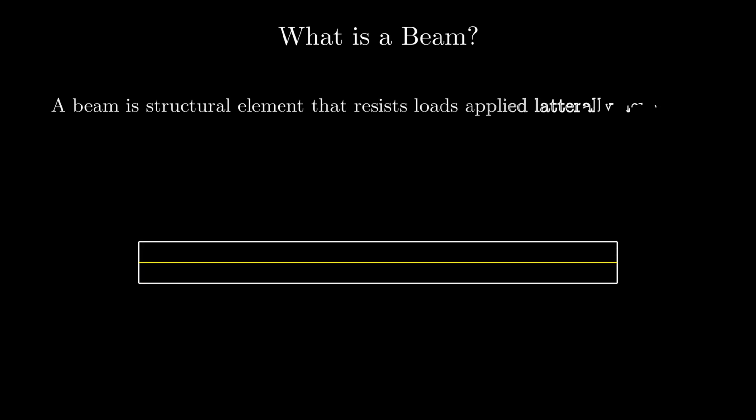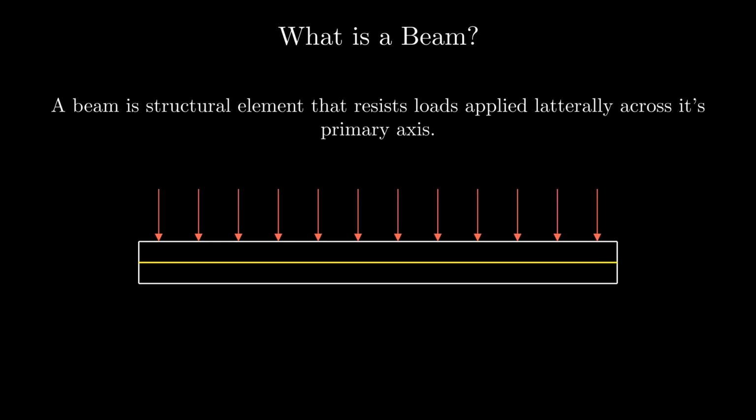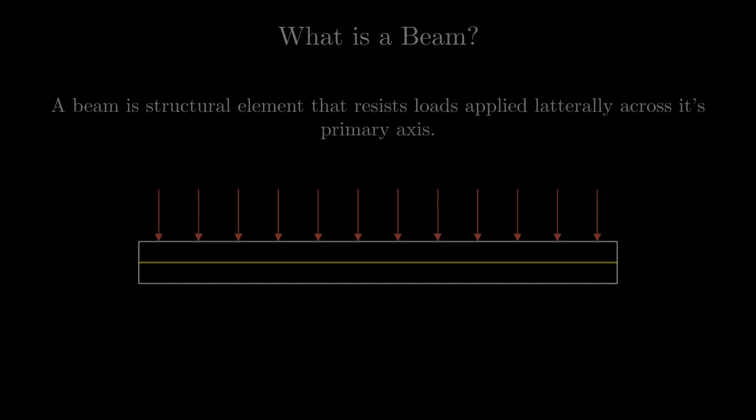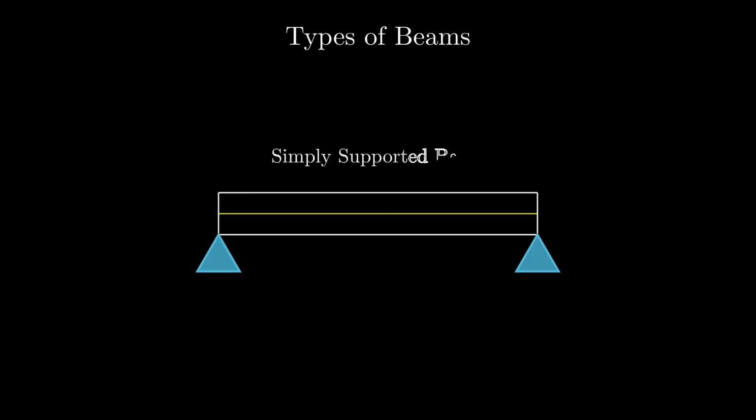To get going, let's start by defining what a beam is. A beam is a structural element that resists loads applied laterally across its primary axis. There are naturally different types of beams, and the most common way to define them is through the boundary conditions. The first boundary condition is a simply supported beam. This means that the supported points on the beam are not allowed to move but can rotate.